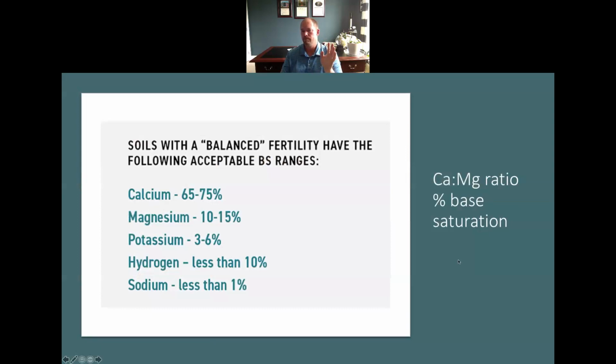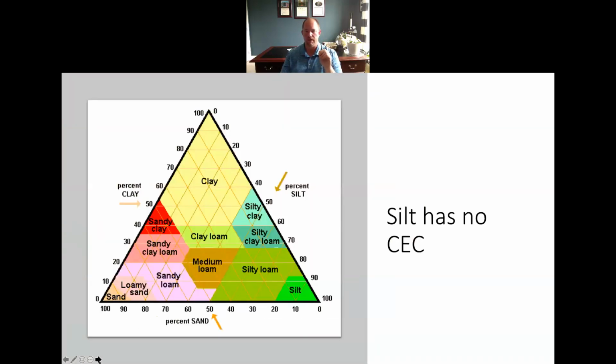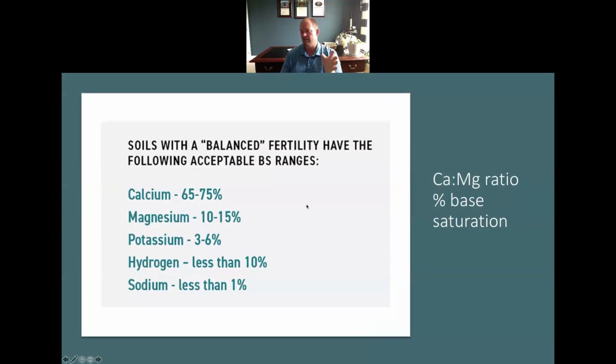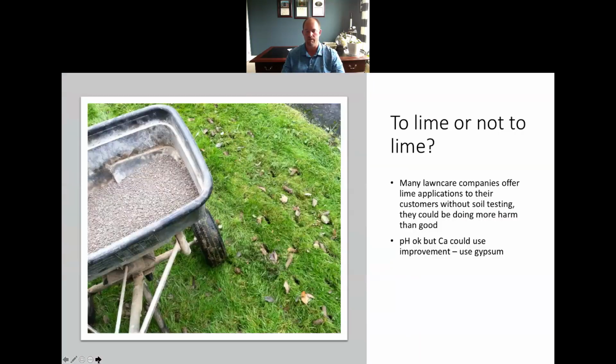Let me go back again here to calcium magnesium ratios. So let's go back to this a little bit when we were talking about dolomitic versus calcium or calcitic lime. We want to make sure when we look at that soil test, typically on your base saturation section, we want to see calcium in the 65 to 75% range. We want to see magnesium in a 10 to 15% range. We want to see potassium in a 3 to 6% range. Usually if you're testing, you're going to see hydrogen on there. Hydrogen is usually going to be less than 10%. Sodium, we want to see less than 1%.